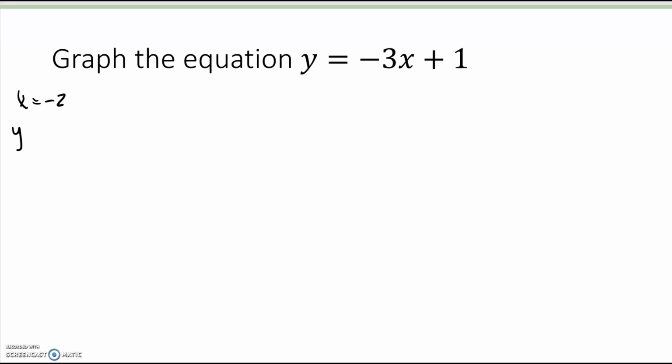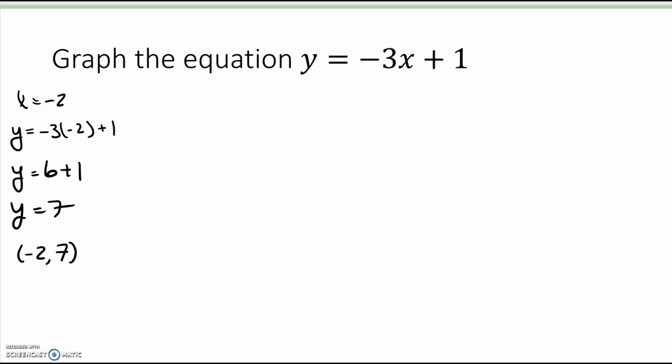Okay, so we've got y is equal to -3 times -2 plus 1. So y is equal to, so that's going to be a negative times a negative, that's going to give me a positive. 3 times 2, that's going to be 6. Okay, plus 1. So y is equal to 7. Okay, so I have my first ordered pair. That's going to be (-2, 7).